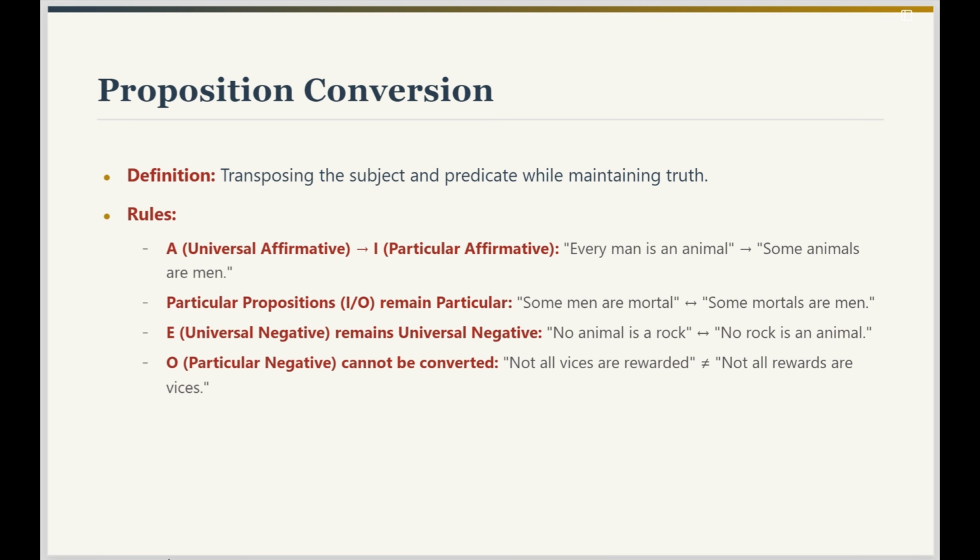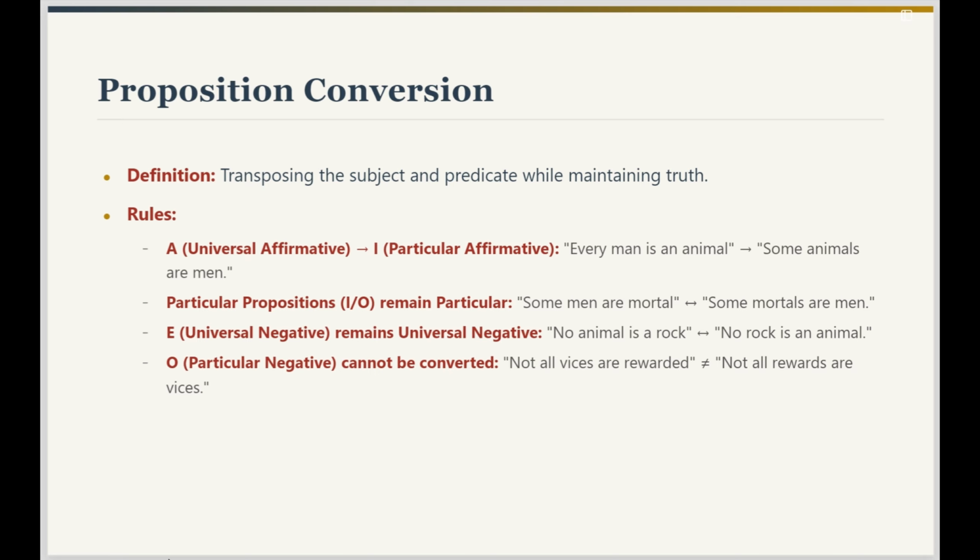What happens if we swap the subject and predicate in a proposition? Can we still keep it true? Sometimes yes, sometimes no. This is called conversion. Let's see the rules. Take a universal affirmative. Every man is an animal. If we flip it to every animal is a man, that's false. But some animals are men is true. So it converts to I.